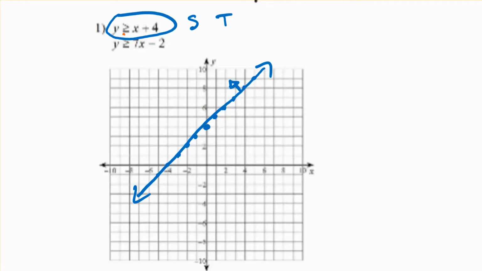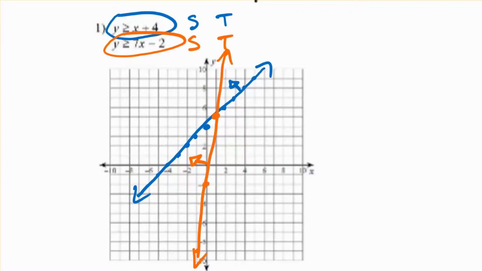Our next one would be a solid line, and we'll shade the top again. Our y-intercept is -2. Our slope is 7, so we're going to go up 7 over 1. Actually, that should be a 12, so up a little higher. Down 12, left 1, and a solid line here. And this one will shade the top as well, so the top of this line is over here.